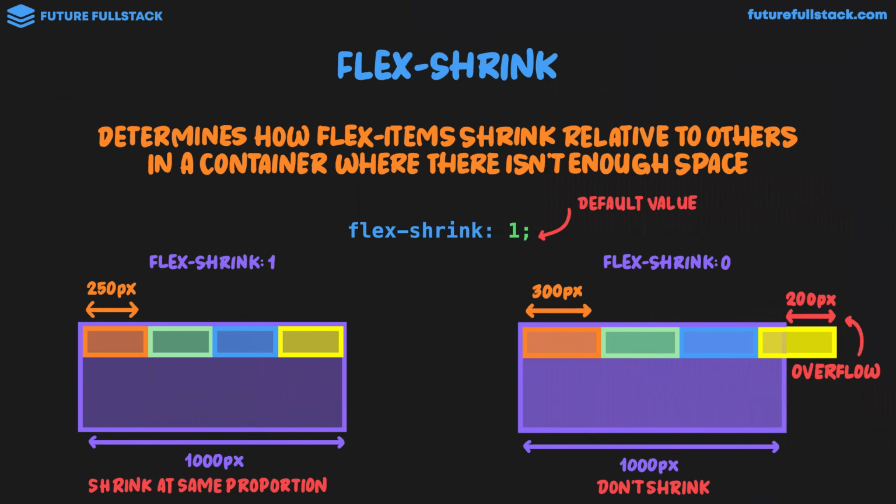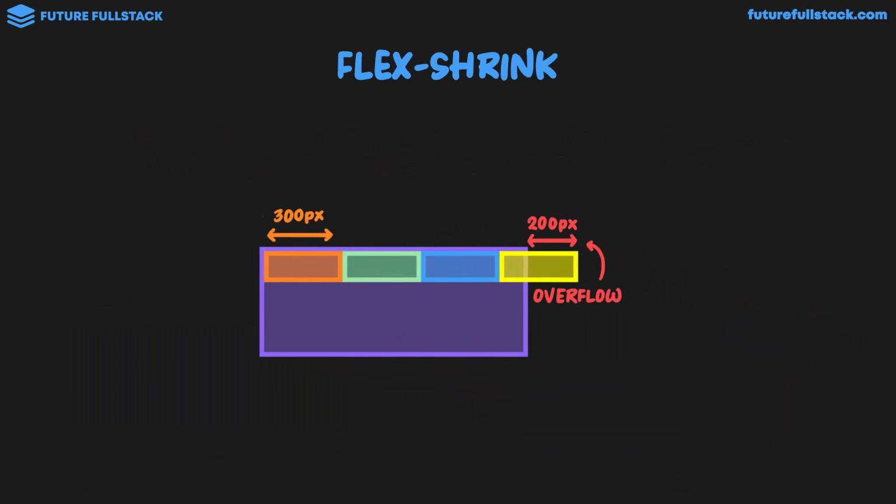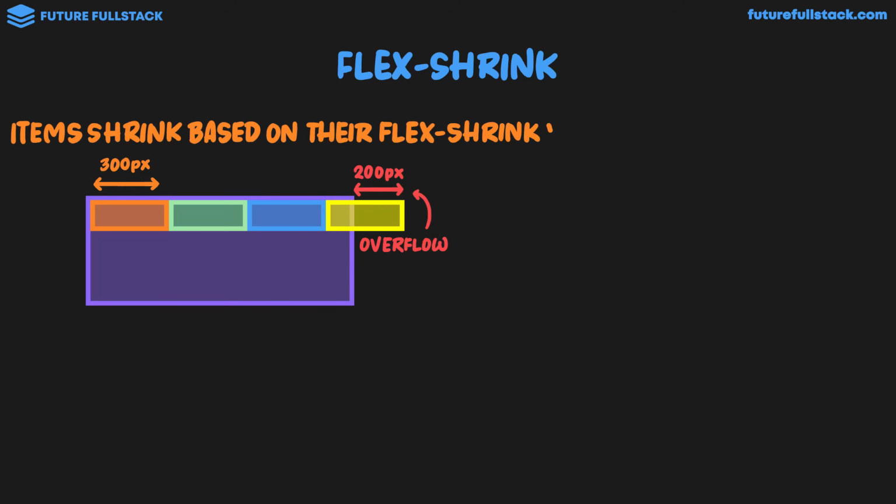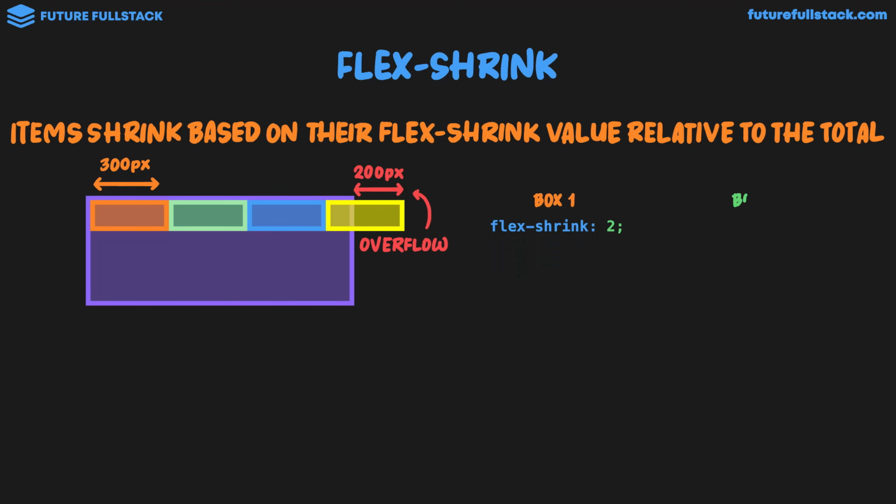So let's now go see what happens when we apply different values to flex shrink. We'll be using the same setup we've just looked at. Items shrink based on their flex shrink value relative to the total. This is kind of similar to flex grow, but it now has to do with shrinking. Let's look at box 1 to start. Let's give it a flex shrink value of 2. Box 2, let's give it a flex shrink value of 6. For box 3, let's give it a flex shrink value of 1, which is the default value. For box 4, let's also give it a flex shrink value of 1.